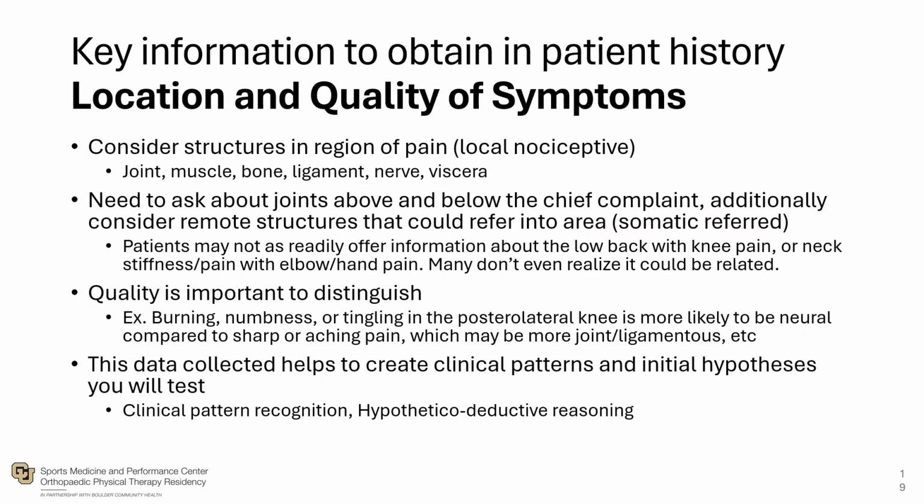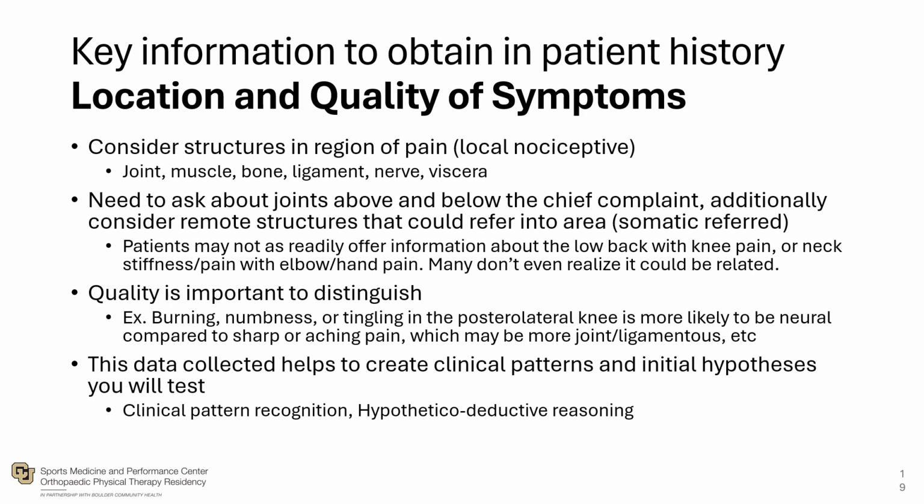As we talked about with the body chart, when you're looking at location and quality of symptoms, we need to consider the structures in the region of pain, if it's local nociceptive especially: what joints are in that area, what muscles, bones, ligaments, nerves, viscera. That's how I want you to think. We also need to ask about joints above and below the chief complaint. We know with regional interdependence, this is appropriate to ask about. We additionally need to ask about remote structures that could refer into that area or somatic referred issues, such as facet referral that's local at the neck, but it can refer down a little bit, down towards the arm.